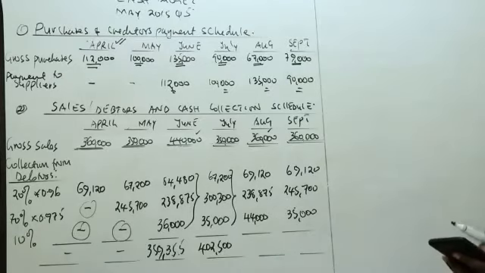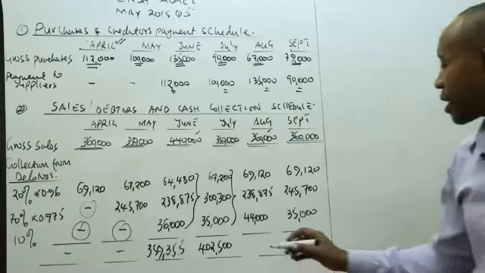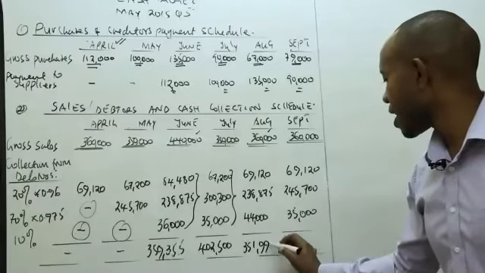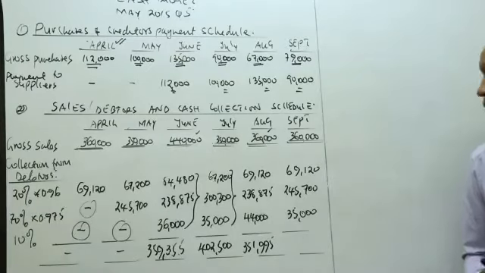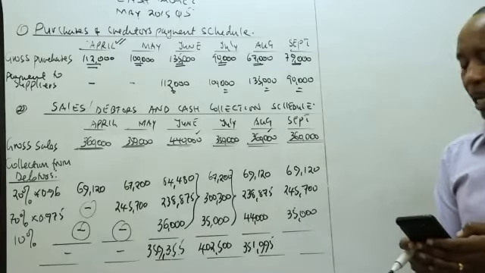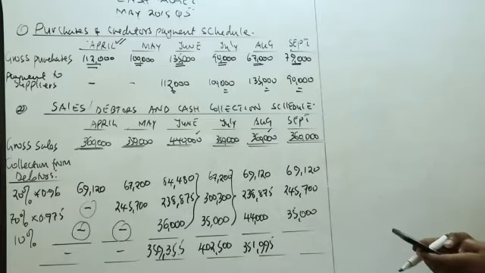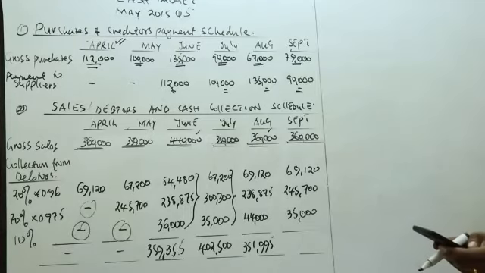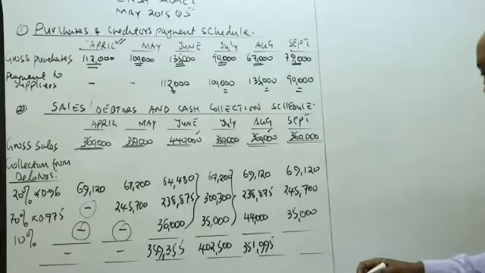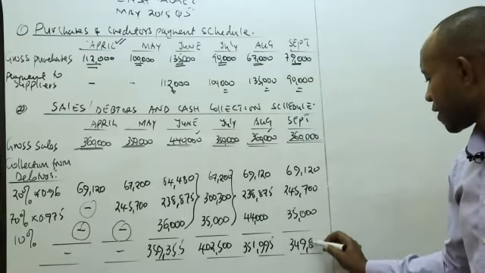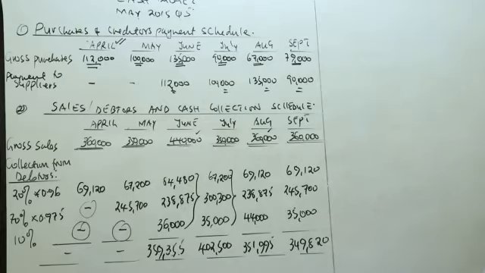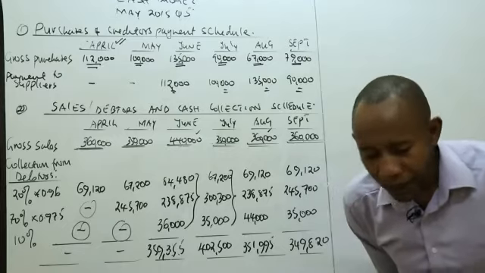For August is 69,120. Add 238,875, add 44,000. That should give us 351,995. And lastly, we have 69,120, add 245,700. And then add 35,000. 349,820. So guys, let me know if there's any question up to that point.